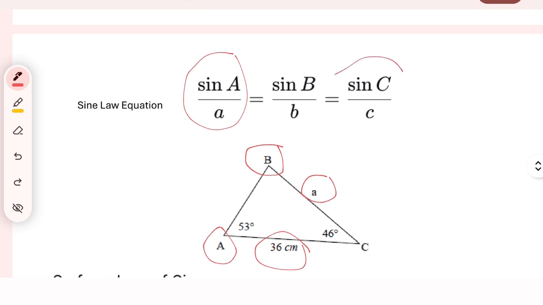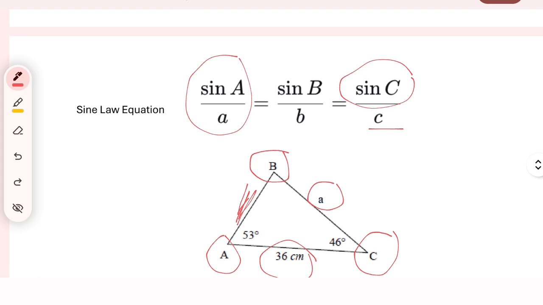And the sine of the angle C, and of course that's given, 46, and opposite it is the side small c. So this side here is small c, or length AB. Length AB is the small side c. So that's exactly what the sine law equation is. You just have to remember it.